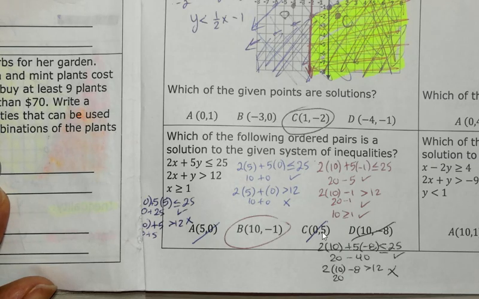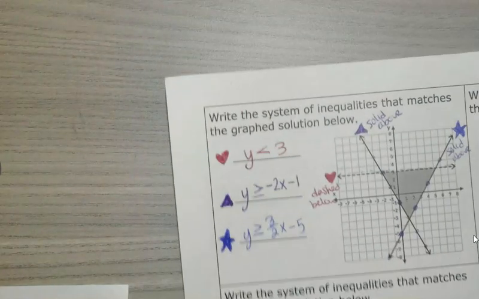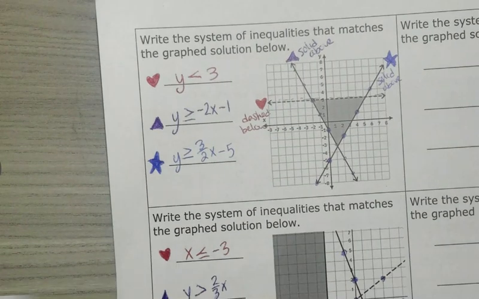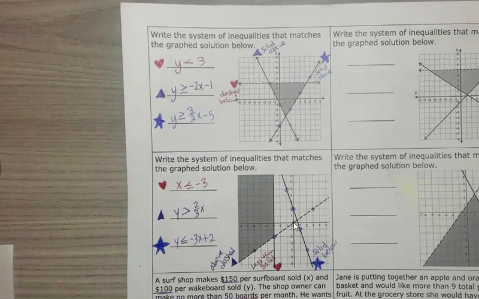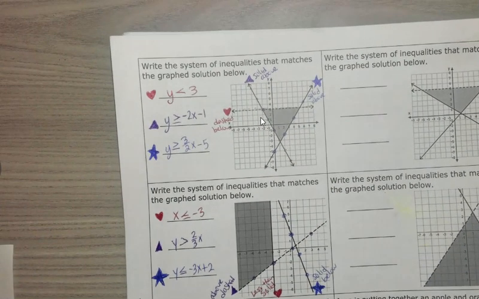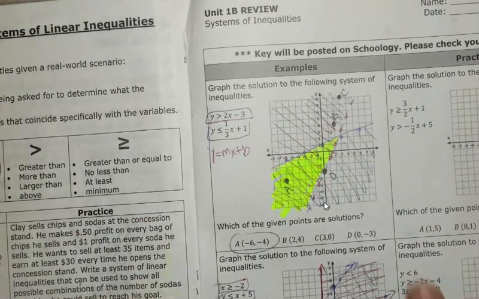I showed the examples of how C and D don't work just to justify why C and D don't work. But if you can justify why that one does work, I'll take that as justification. So hopefully that helps you verify how solutions are solutions. The next part of this review is asking you to write the system of inequalities from the graph. So it's pretty much reversing the process that you did here of graphing by hand.